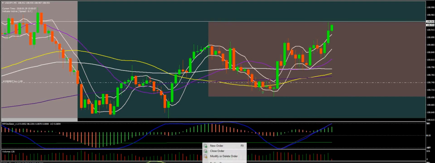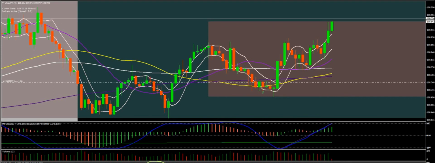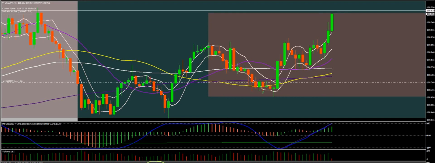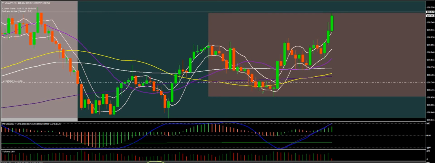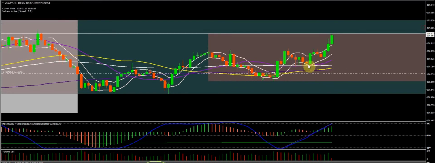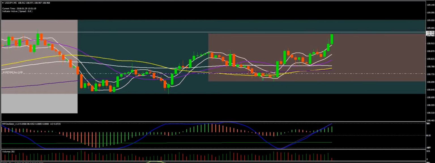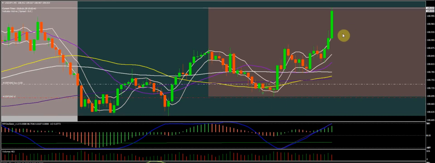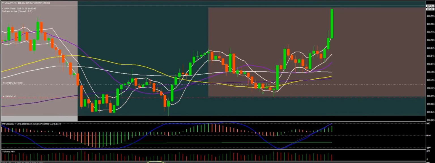Okay, I'm going to take half off this position now, and I'm going to move the stop up as well. I've closed half off, and I'm going to trail the stop up now to this low here. So that's half the profits off, and I've moved the stop up to this low, and that is now a risk-free trade.